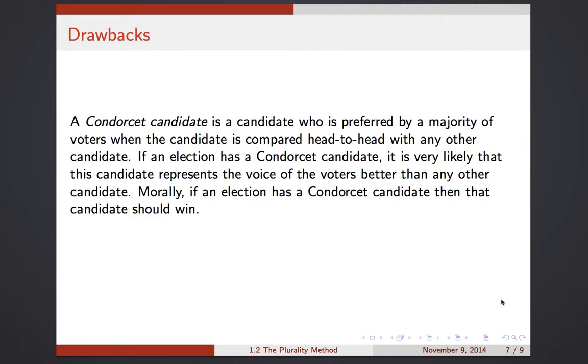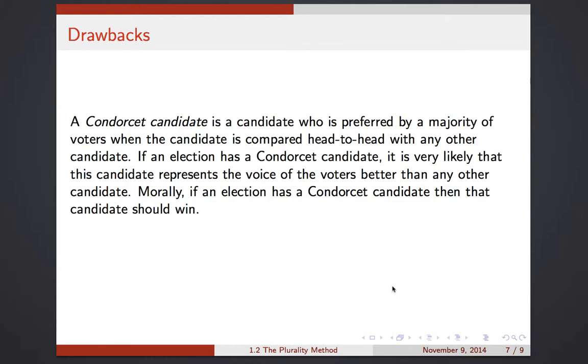To introduce the next drawback, we need another technical term, and the term is a Condorcet candidate. It's named for the mathematician Condorcet, who thought about voting in the 1800s or 1700s, something like that. So a Condorcet candidate is a candidate who is preferred by a majority of the voters when the candidate is compared head-to-head with any other candidate. So what that means is you take the candidate you're interested in and just compare him one-on-one to everybody else. So compare candidate A to B, compare candidate A to C, etc. If he wins all those head-to-head matchups, then he's a Condorcet candidate.